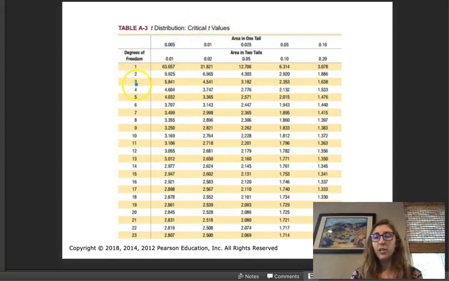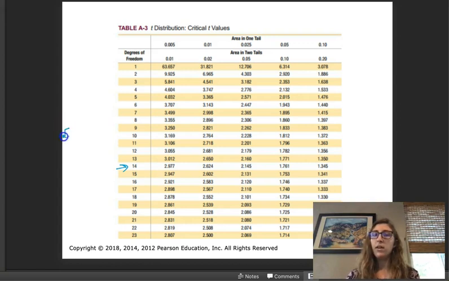Okay, so you would go to the degrees of freedom, right? So if the sample size was 15, your degrees of freedom would be what? Right, it would be 14. So you would go down here to 14. And then you'd also have to be given information about your confidence level or your alpha value.